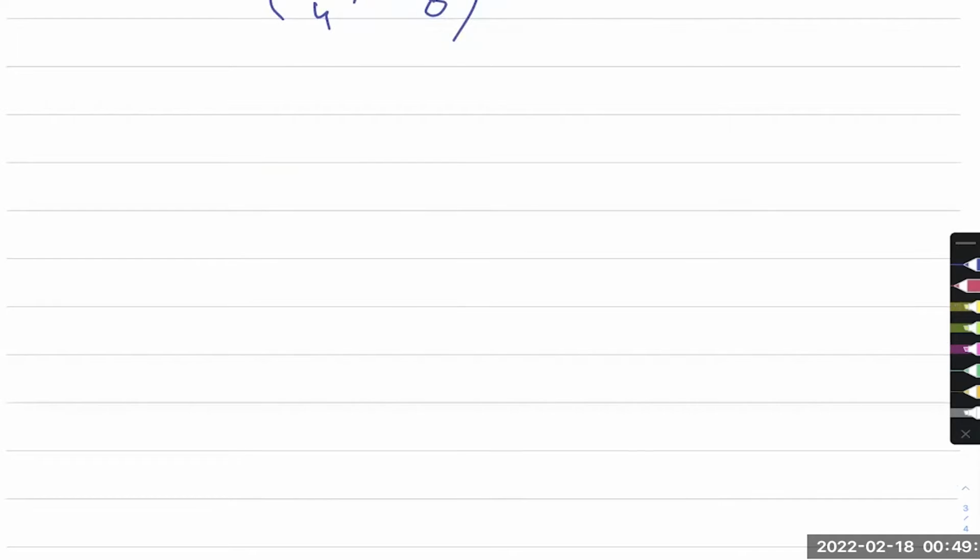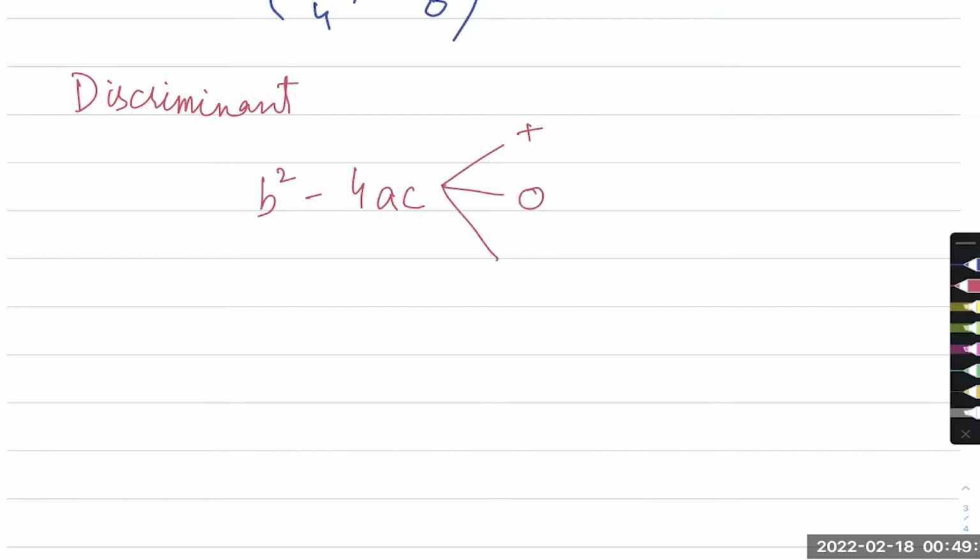The last thing is the discriminant. It's called the discriminant because it discriminates between different types of curves. b squared minus 4ac, that's the formula. And it tells us three things. If it is positive, it means a different thing. If it is 0, it means a different thing. If it is negative, it means a different thing.